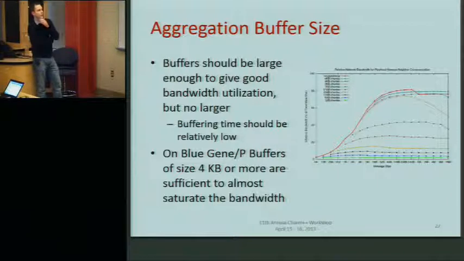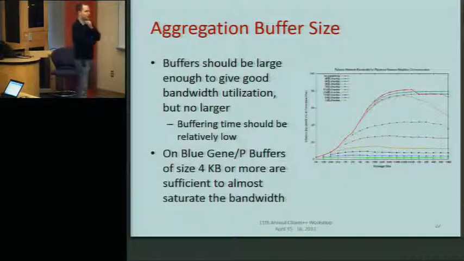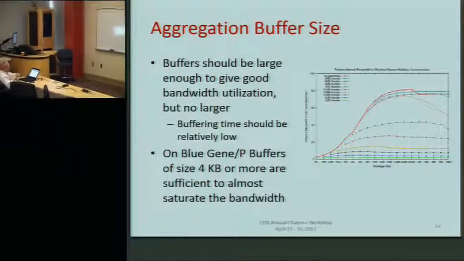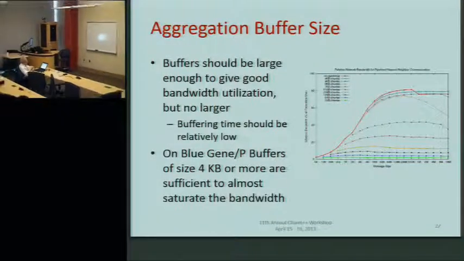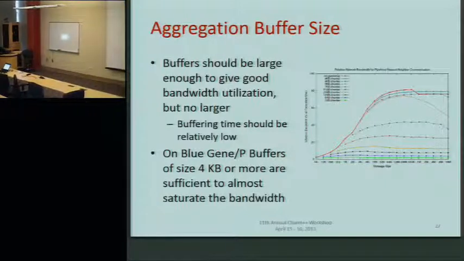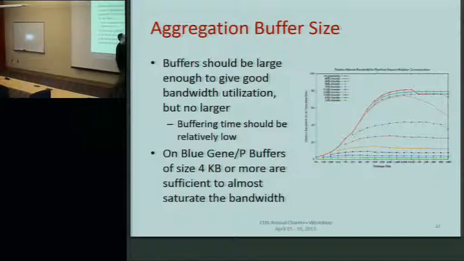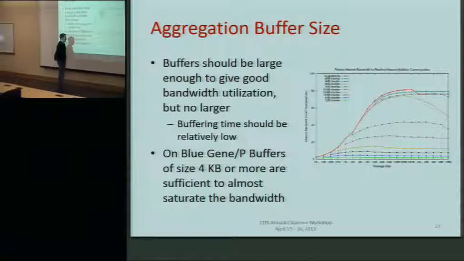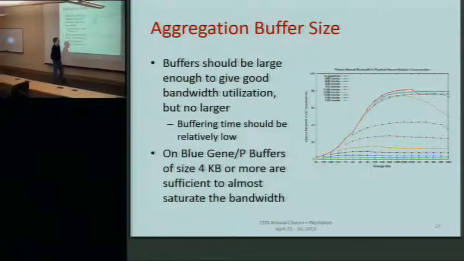That is, if you allocate all of your aggregation buffers to be of size 4 kilobytes, or slightly larger, 8 kilobytes or 16 kilobytes are two other choices, at least on this system, which is BlueGene-P, you reach a very high fraction of the total link bandwidth. With smaller messages, so for example, here you have one kilobyte messages, you only reach about 40% of the available bandwidth for the network.